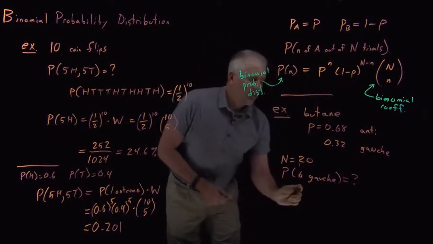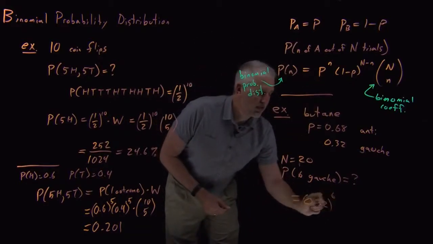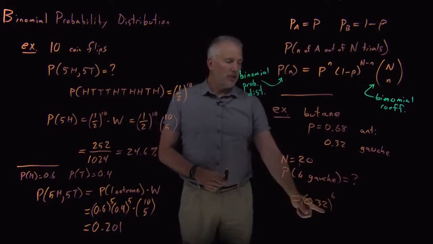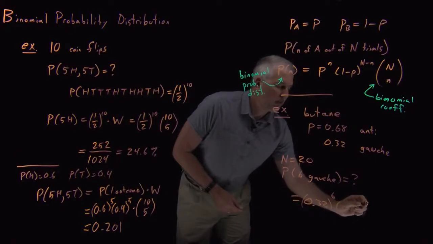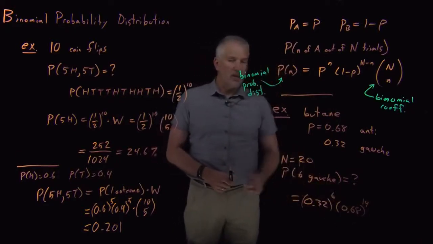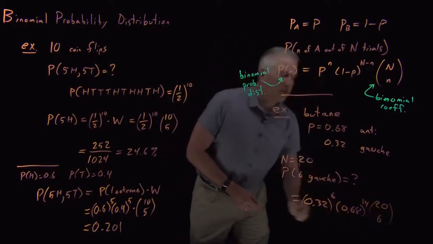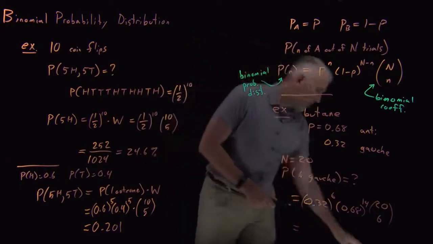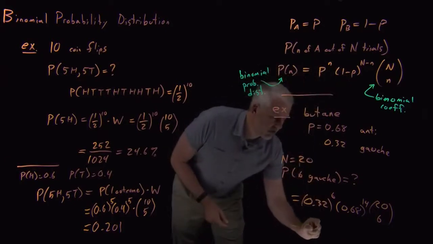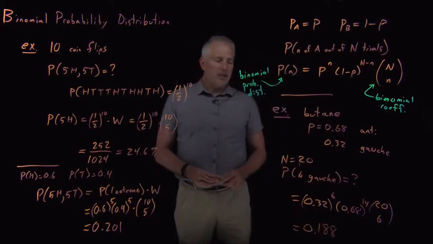That's going to be probability that one of them is gauche, 0.32, raised to the 6th power. That's how many of them I want to be in the gauche conformation. Probability that they're not in the gauche conformation, 0.68, raised to the 14th power. That's the number that are not in the gauche conformation. And then I multiply that by the multiplicity, 20 choose 6. So we clearly need a calculator to solve that, but if we plug the numbers into the calculator, 0.188, or about 19% of the time, we find that our collection of 20 butane molecules will have 6 of them that are gauche.